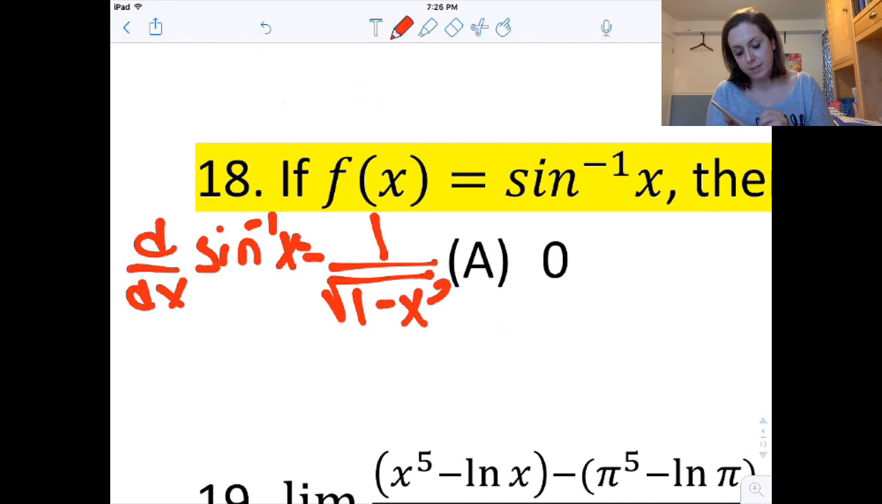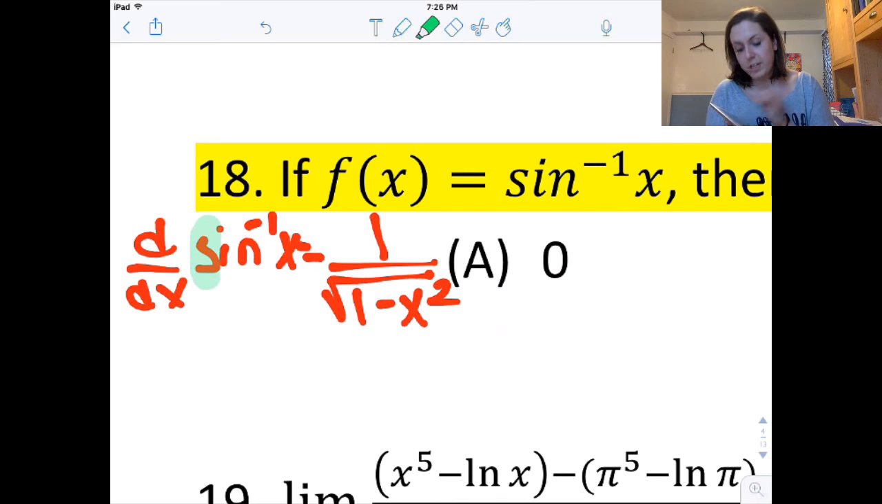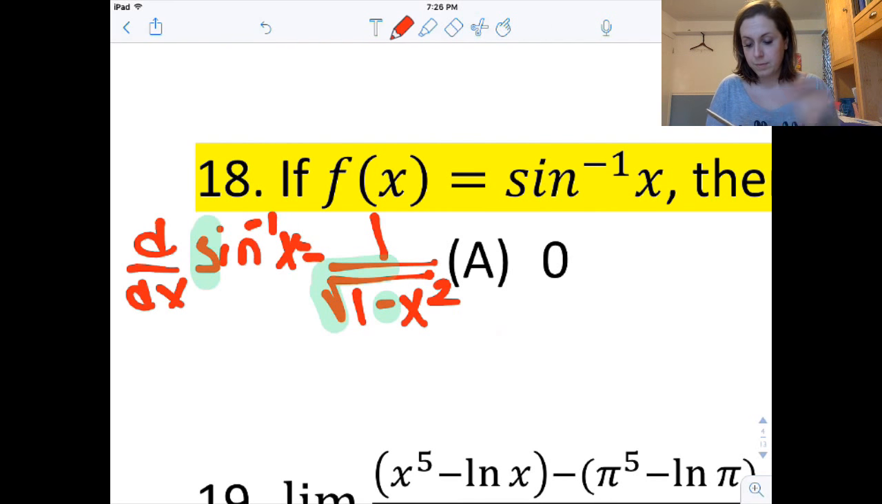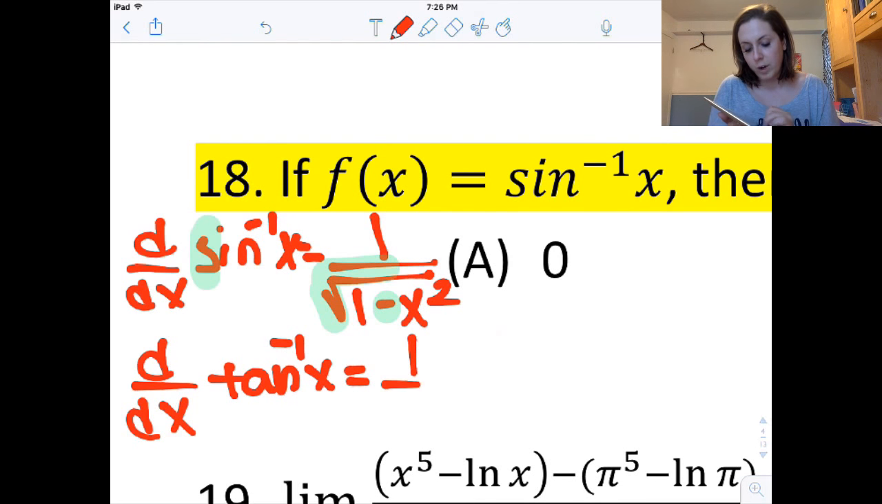Here's how I remember this. Sine inverse starts with an S. This should have a square root and a subtract. S, S, S: sine, square root, subtract. Let's do the same thing for arctan. Tan inverse, not that we need it in this question, but it's worth talking about, is 1 over 1 plus x squared. Notice there's no S, so there is no square root. There's a T, which looks like a plus sign, so there is a plus sign.